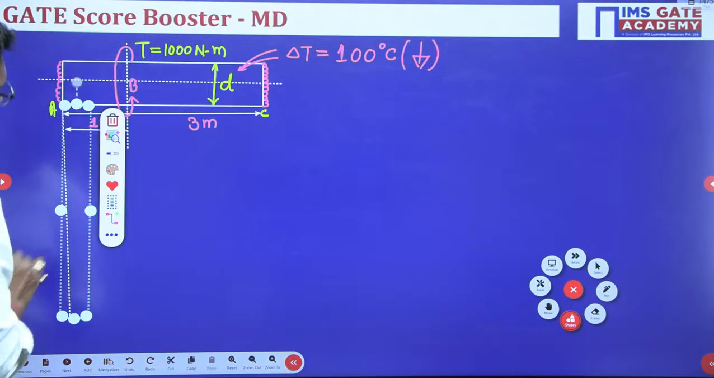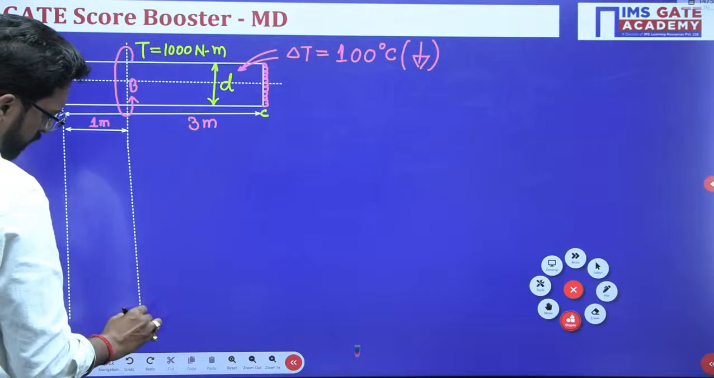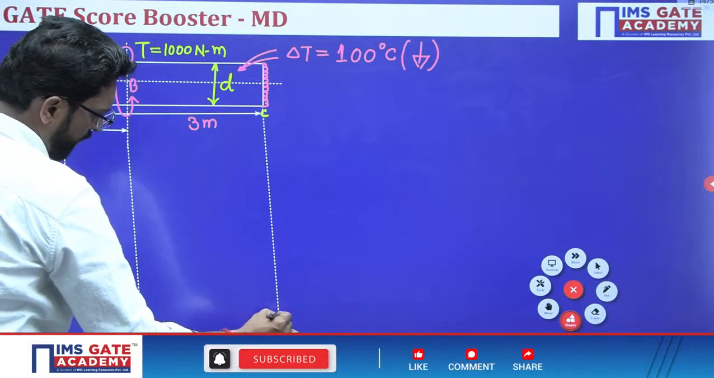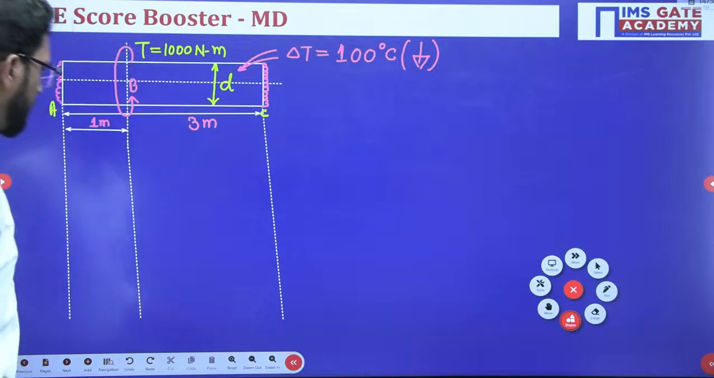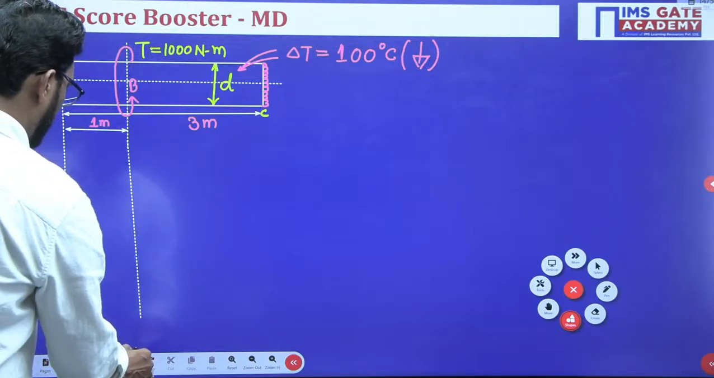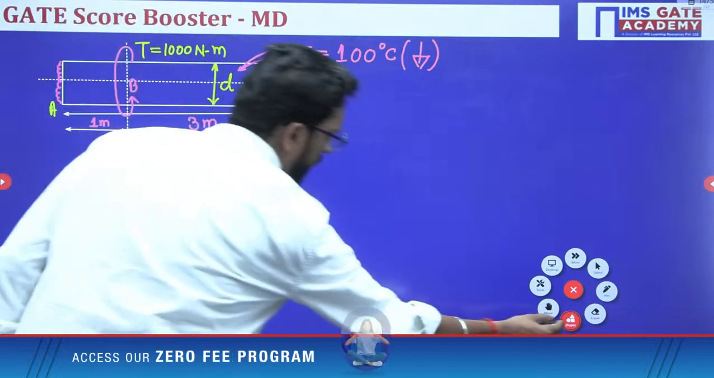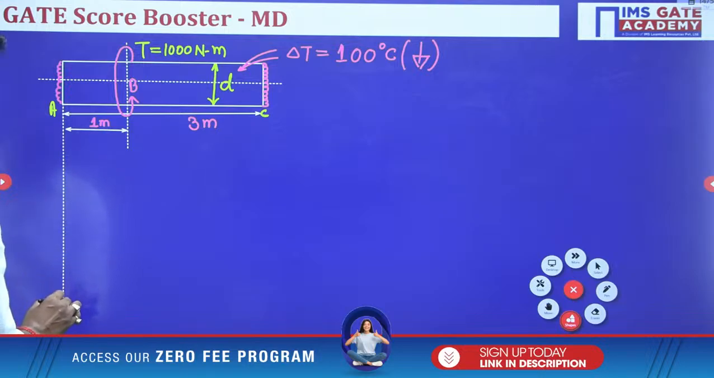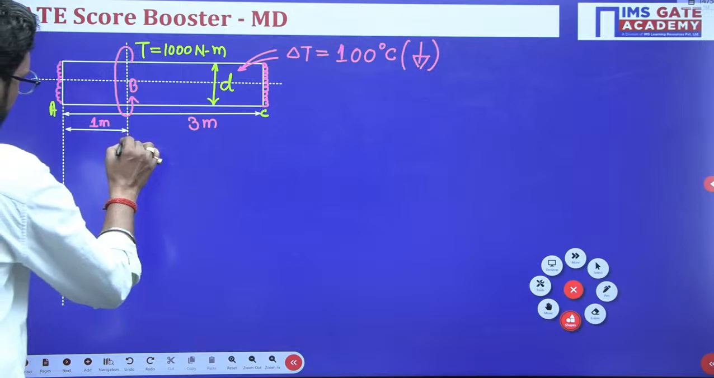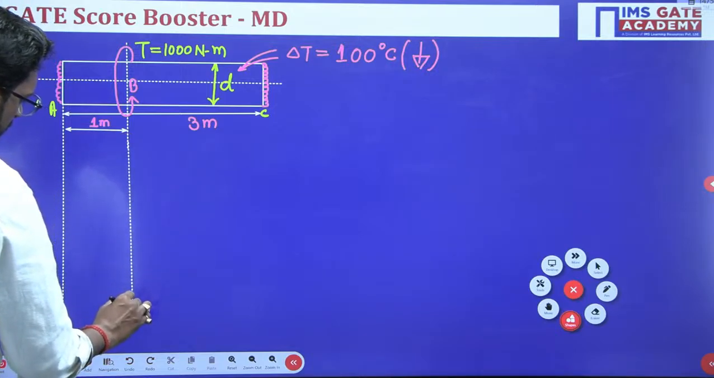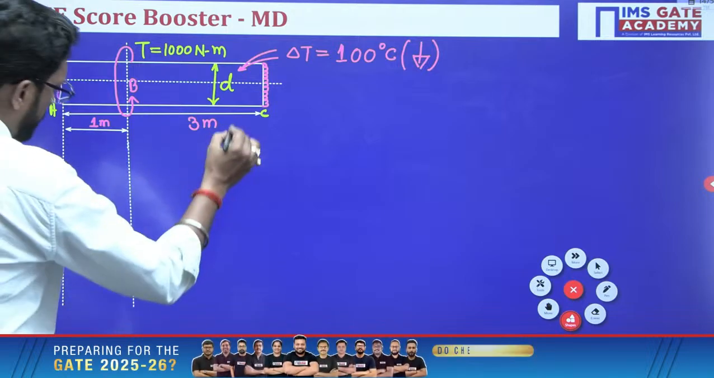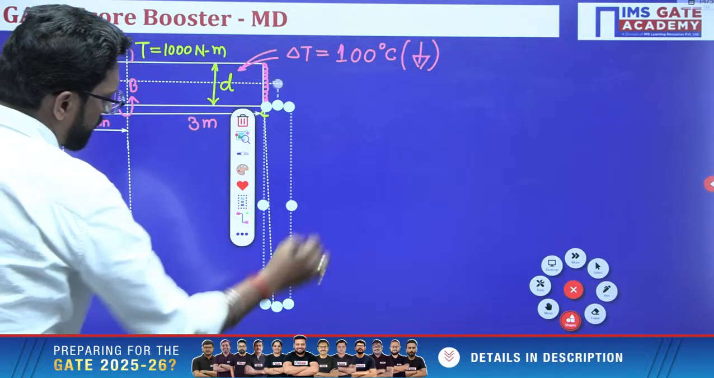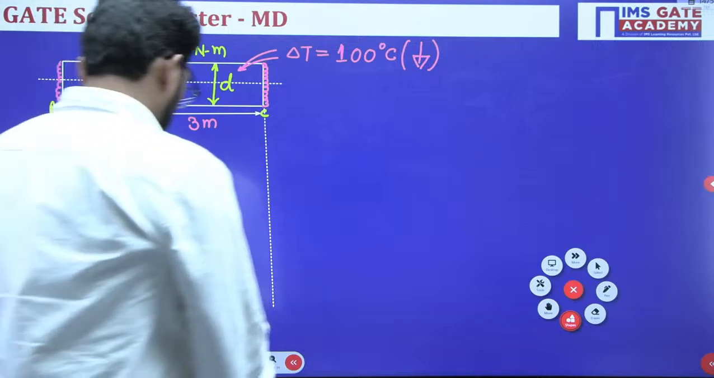Now we separate the load diagram into two effects. The first effect is due to the torsional moment, and the second effect is due to the change in temperature.